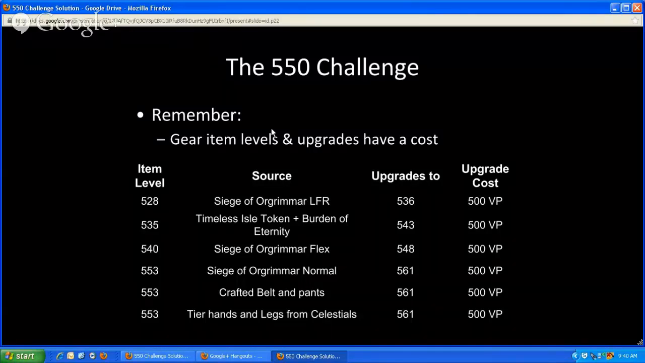The next thing is that each of these pieces can be upgraded twice. So basically by 8 item levels total if you do the 2 upgrades, which costs you valor points. Every 4 levels costs you 250 valor points, so every 2 upgrades will cost you 500 valor points. The Siege of Orgrimmar LFR pieces can be upgraded to 536. The 535 pieces can be upgraded to 543. The 540s to 548. The 553s to 561s. So those are different ways you can play around with it to give you some flexibility in how you reach the 550 challenge.